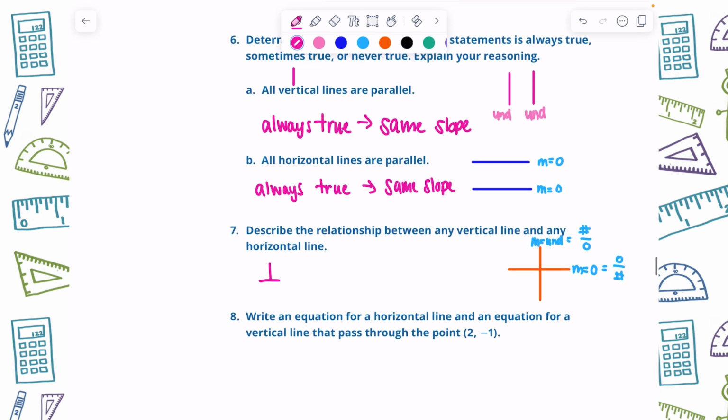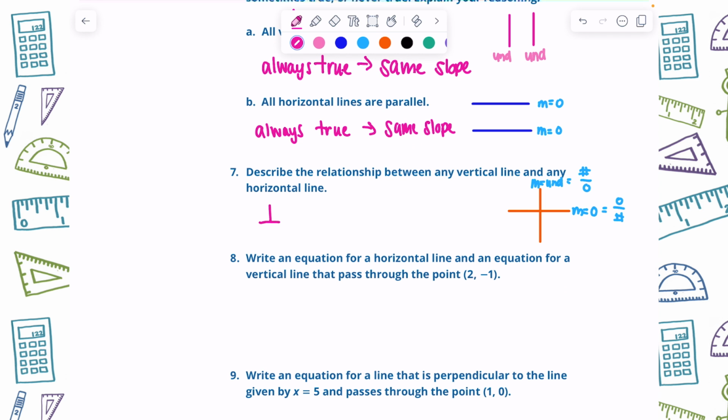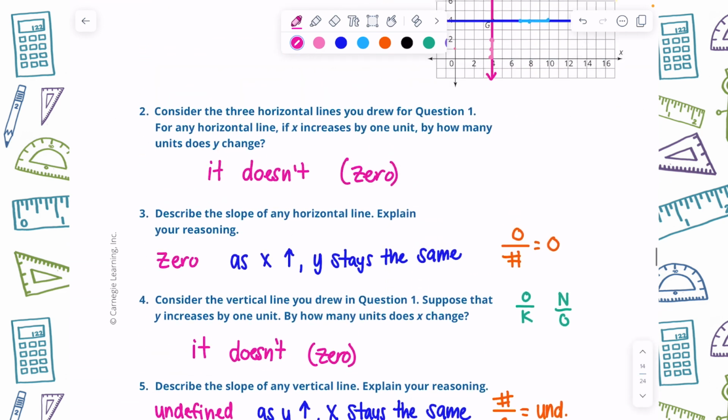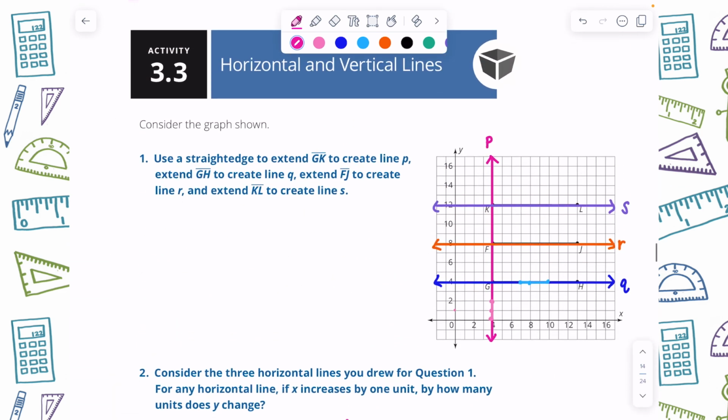All right, let's look at number 8. Number 8 says write an equation for a horizontal line and an equation for a vertical line that pass through the point 2, -1. So before we do this, I want to go back and look at the graph that we had at the beginning of the activity 3.3 so that we can talk about how to write the equations of these lines. So let's look at our horizontal lines first. So let's look at line Q.